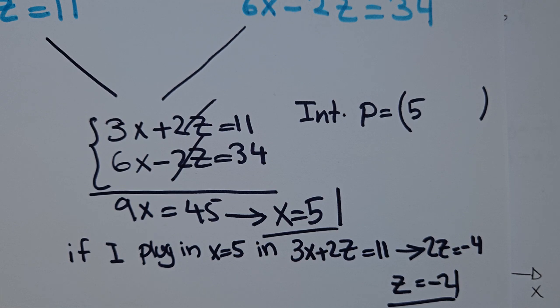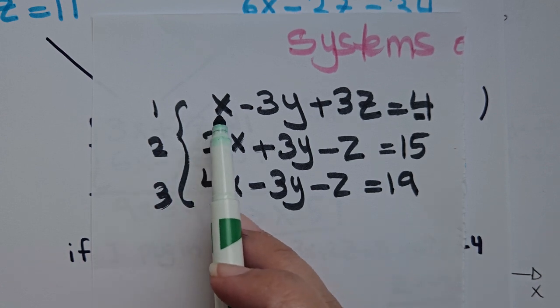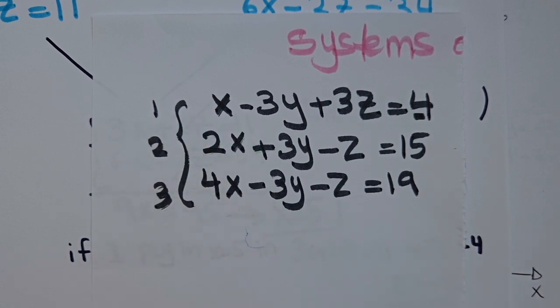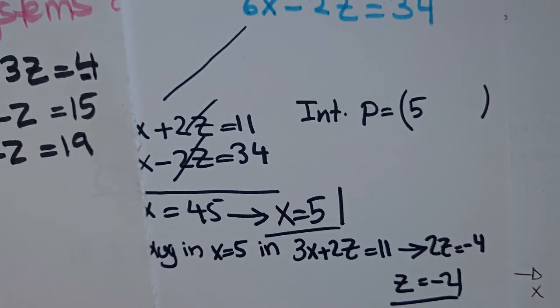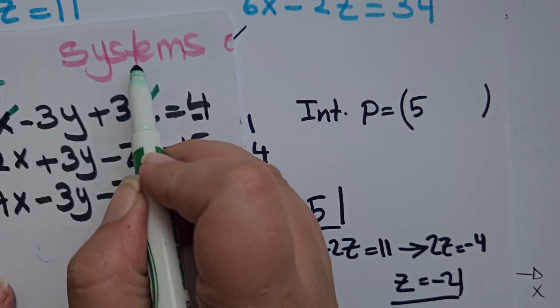Now, I have to substitute x and z in one of the original equations, the ones with three variables and three equations, and get the value of y. Okay, now I have the three equations here. Let's use equation number 1. The x value we found to be 5, the z is negative 2.